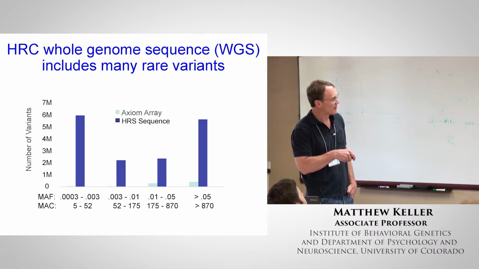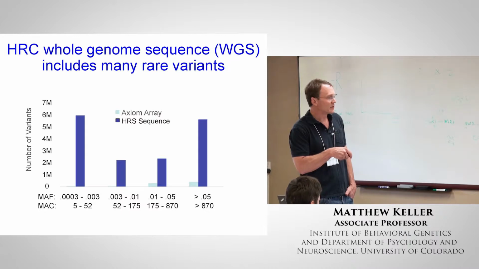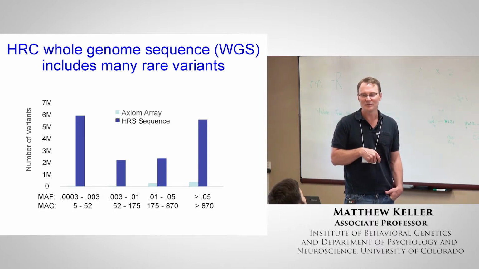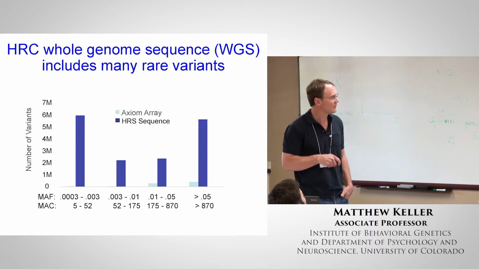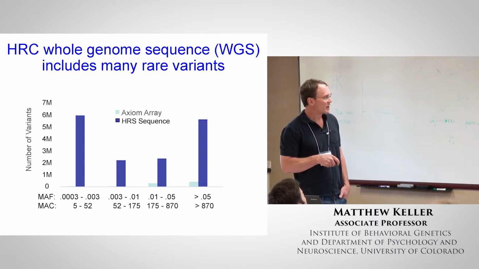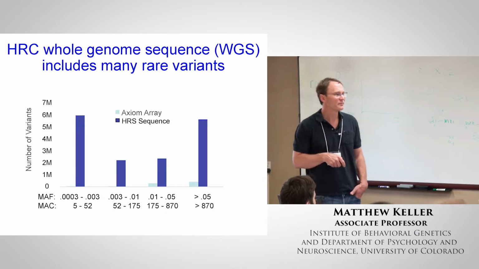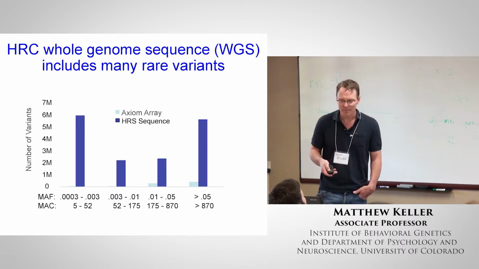These are very rare, which are MAF between 0.0003 to 0.003, which corresponds to a minor allele count of 5 to 52. The 5 is the minimum minor allele count that existed in the Haplotype Reference Consortium, because they removed any that were less than that. What we call rare is between 0.003 to 0.01. This, I think, was called low frequency, 0.01 to 0.05, and these are common above 0.05. And that's the numbers of variants that you get there.